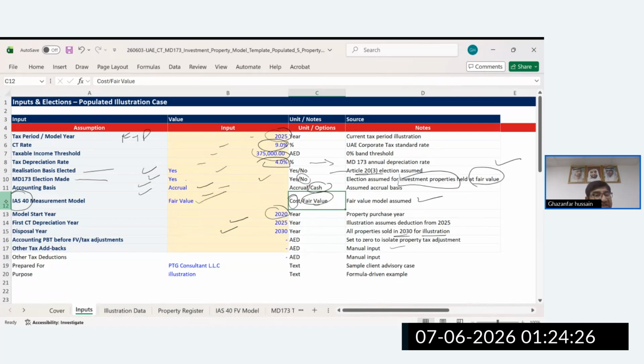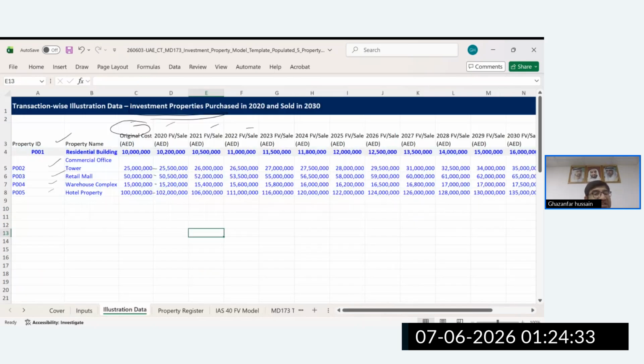The starting dates, these are the actual dates: first tax period of depreciation, and disposal, in which year we sold. Now for this illustration data, we made some dummy data, some practical cases where we gave different types of property as scenarios. We say they may be the same LLC company, and they have 5 properties. First property, the residential building. Second is the commercial. Then they have a retail mall, a warehouse, and then a hotel property.